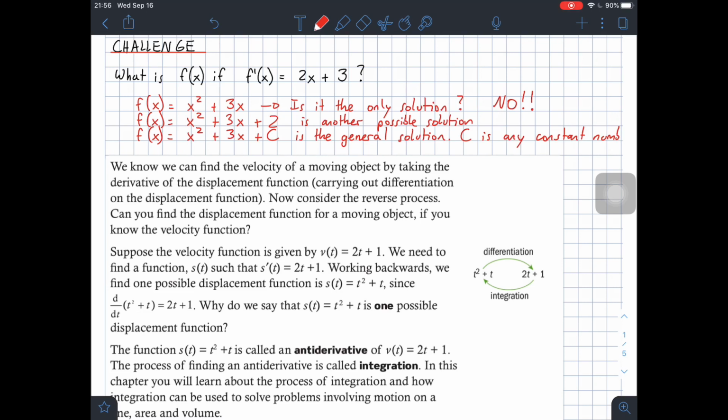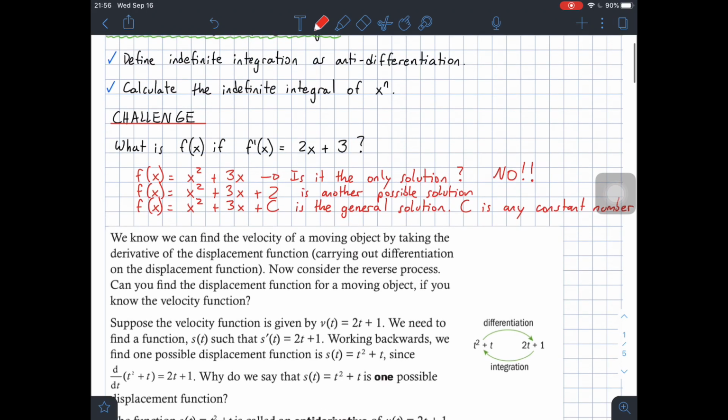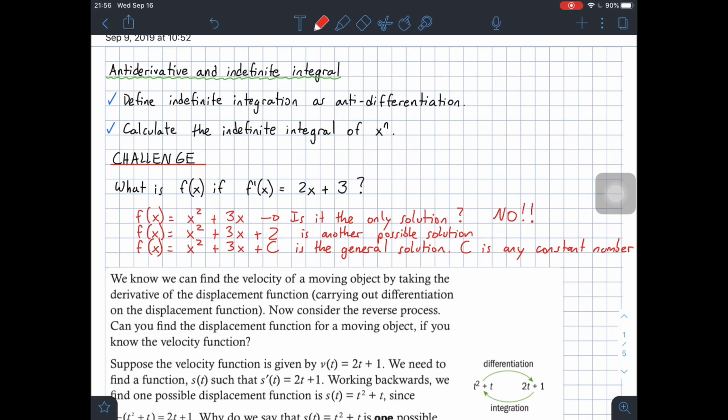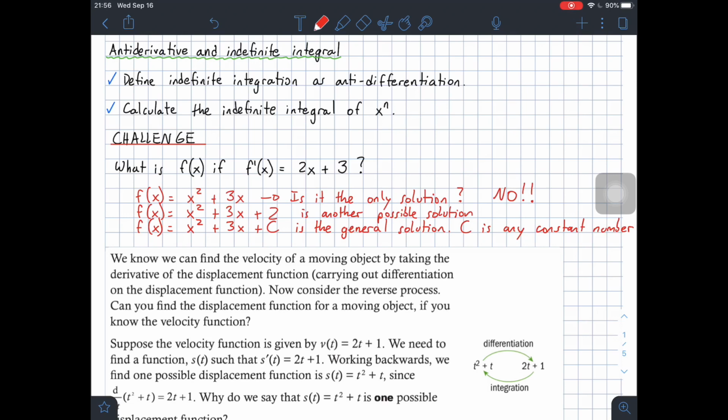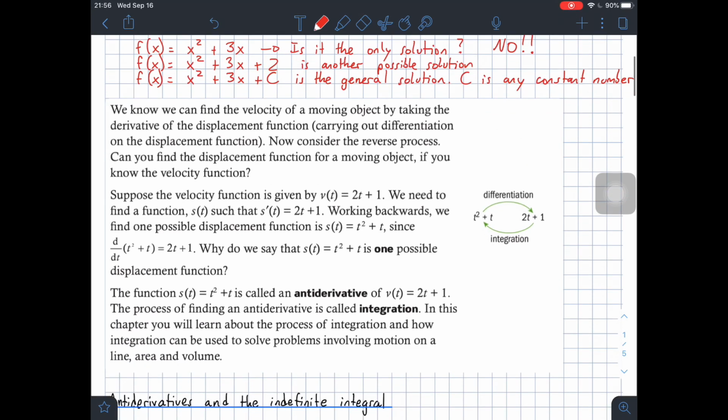Okay, so with this challenge, you can already have a grasp of what antiderivatives or integrals is about, right? It's doing the opposite of what we were doing up to now by doing derivatives, right? So let's read the following. It says, we know we can find the velocity of a moving object by taking the derivative of the displacement function. This is something that we have seen, right? Velocity is the derivative of the displacement function. And write this as, okay, that's fine. Carrying out differentiation on the displacement function.